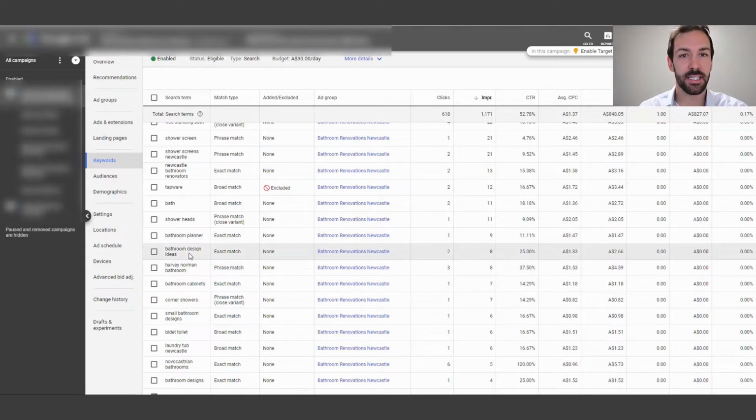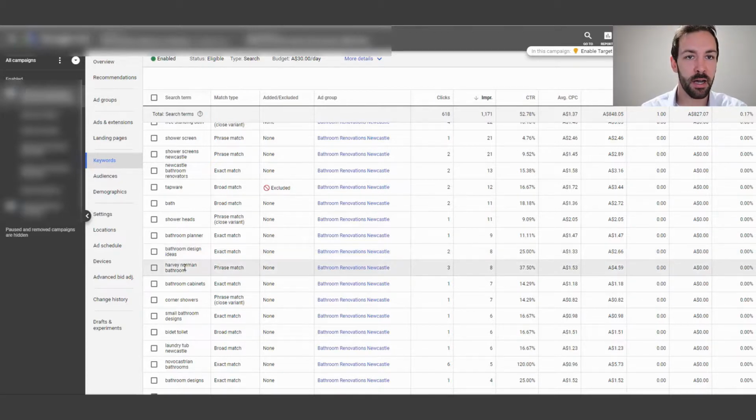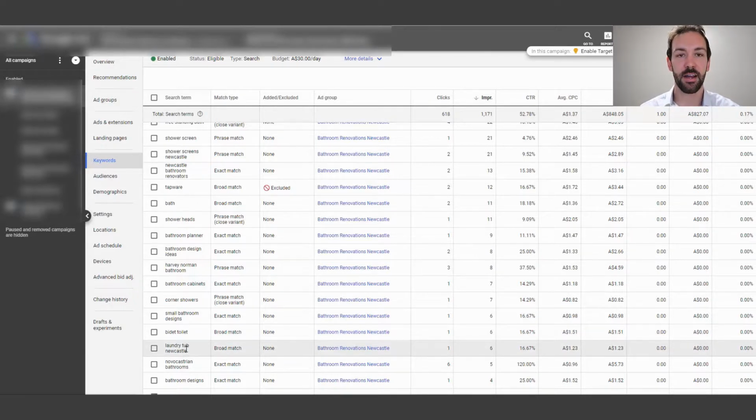Bathroom design ideas, that's another one where this person's right at the start of their bathroom renovation journey, because that's very much an awareness-based keyword phrase. Harvey Norman bathroom, that's a retailer of bathroom accessories here in Australia. They also sell other stuff. Bathroom cabinets, corner shower, Bridget toilet, laundry tub. I mean, these keywords are just terribly unrelated to the core service.